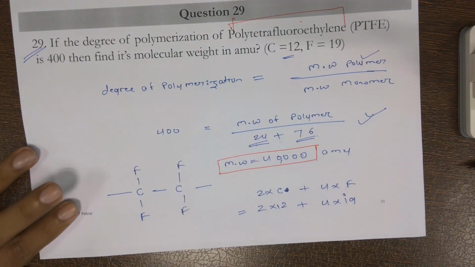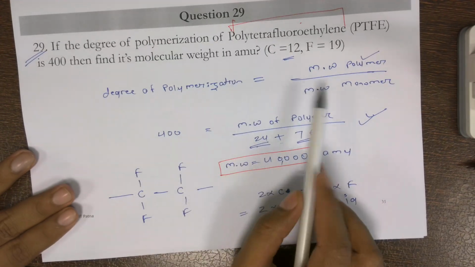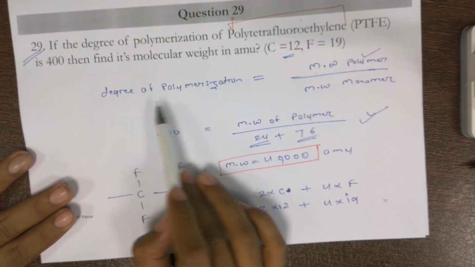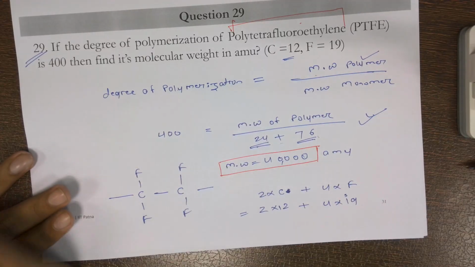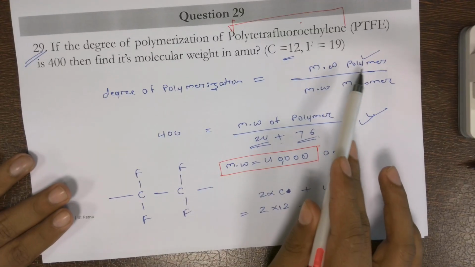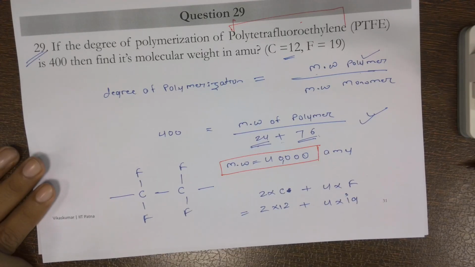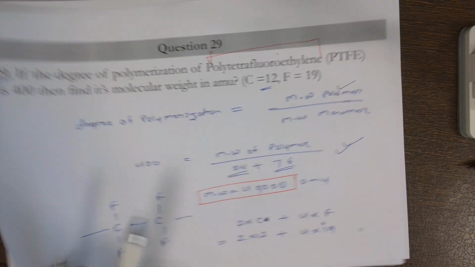In such questions, one of the things will be given to us: either the molecular weight of the polymer or the degree of polymerization. We have to find the degree of polymerization, or the molecular weight of the monomer. I have solved this question number 29.